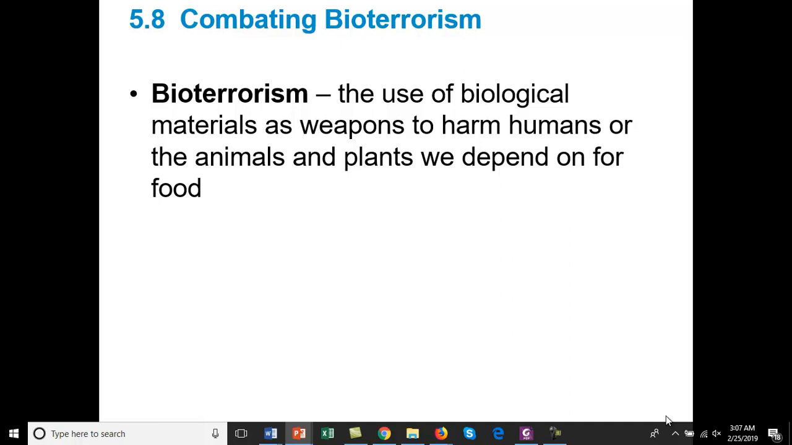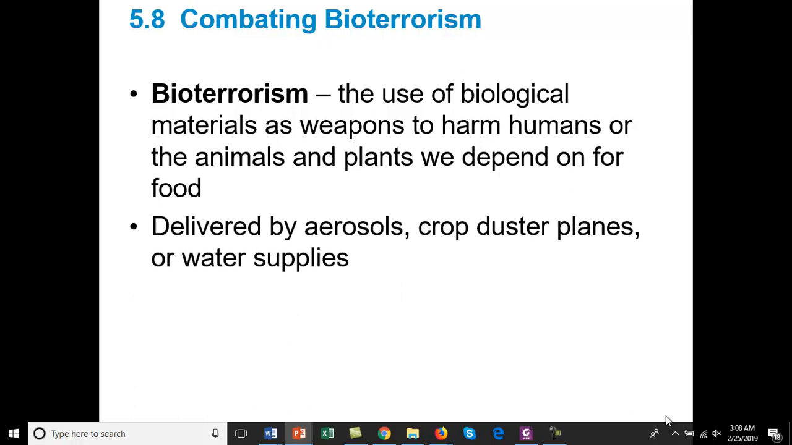They were used in the first Gulf War. They were used in the Iraq War. And they were used in a scare in 2001 in the United States, where anthrax spores were sent through the mail to different media outlets and also different congressional offices. So we need to be careful and combat this. These are delivered as aerosols. They can be delivered in crop duster planes.